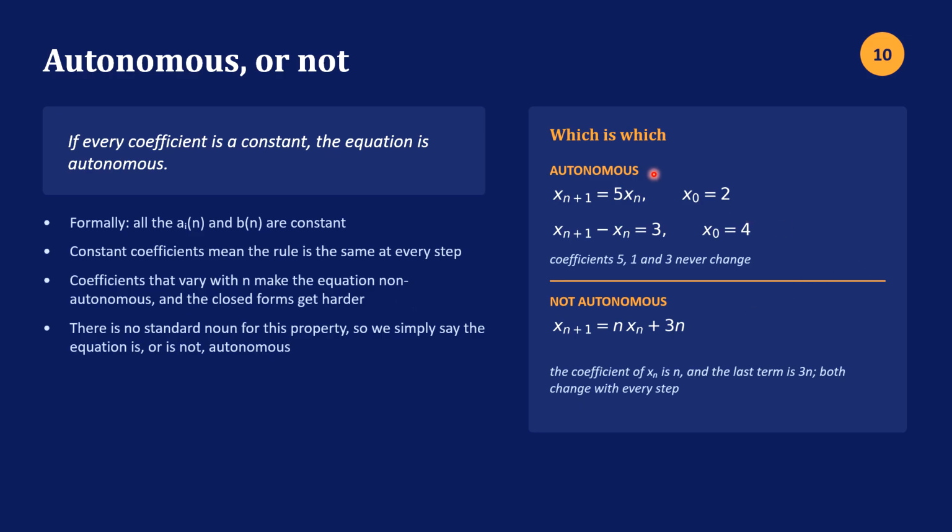So which is autonomous, which is not? We have some examples. This is autonomous. It's also homogeneous. This is autonomous. We have constants times our x terms, but it's non-homogeneous. Then this, which we've seen several times in different variations, is not autonomous because of the n here and also the 3n. It's also non-homogeneous.